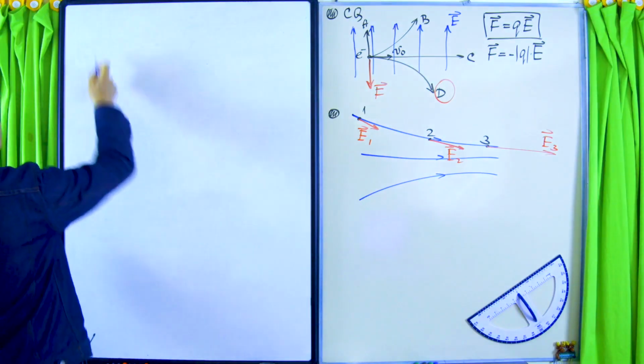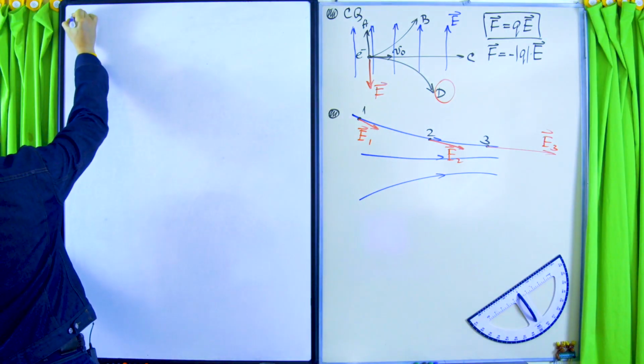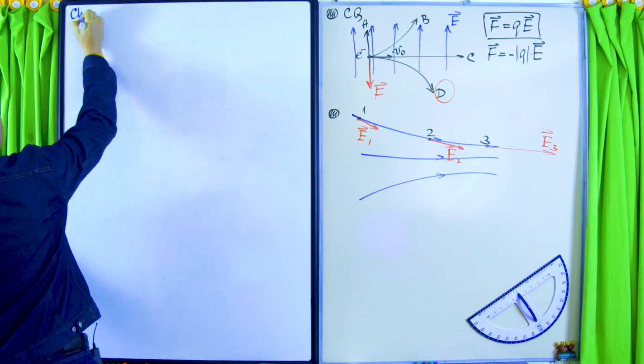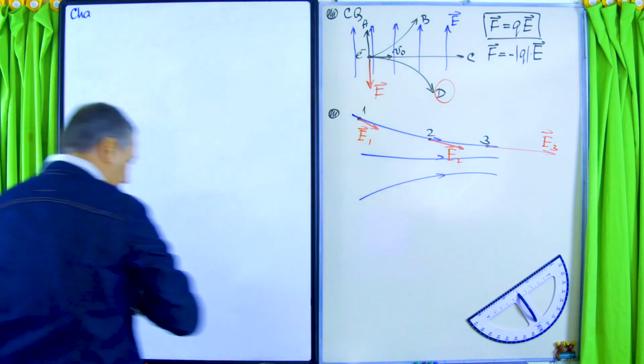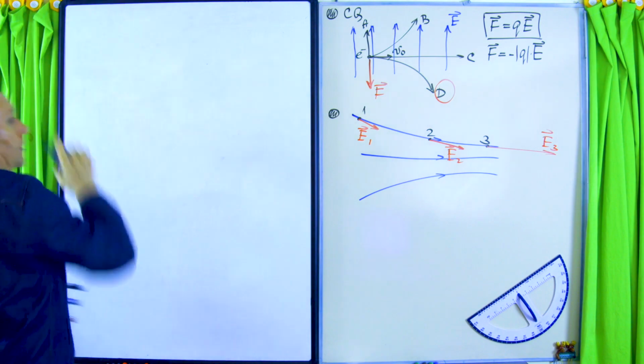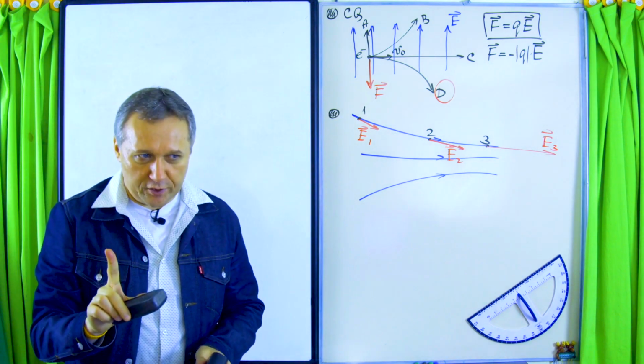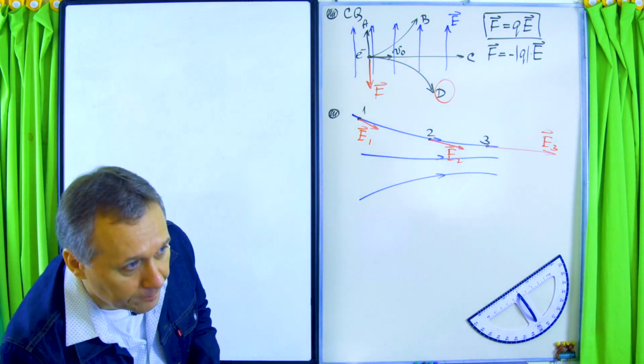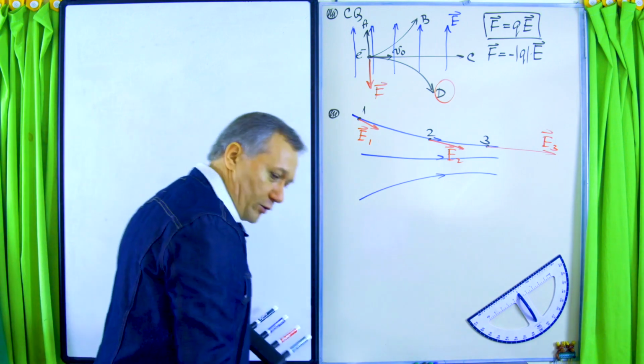So what do we have in this problem? A charged ring. You know what? An additional word must be added: a uniformly charged ring. Okay, probably first I need to show.